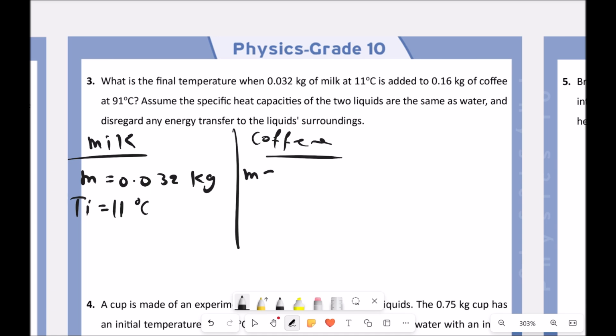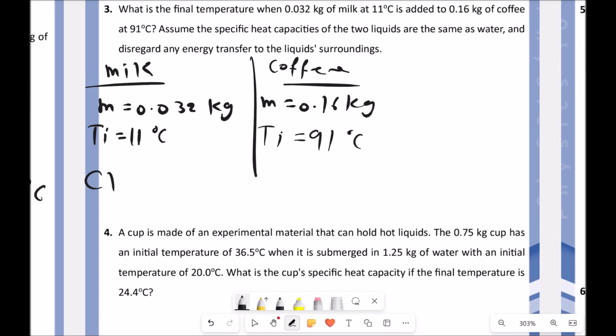Mass of the coffee is equal to 0.16 kilogram. T initial for coffee is equal to 91 Celsius. Assume the specific heat capacity of the two liquids are the same as water and disregard any energy transfer to the liquids. So Cp is equal to water, and this one is also equal to water.